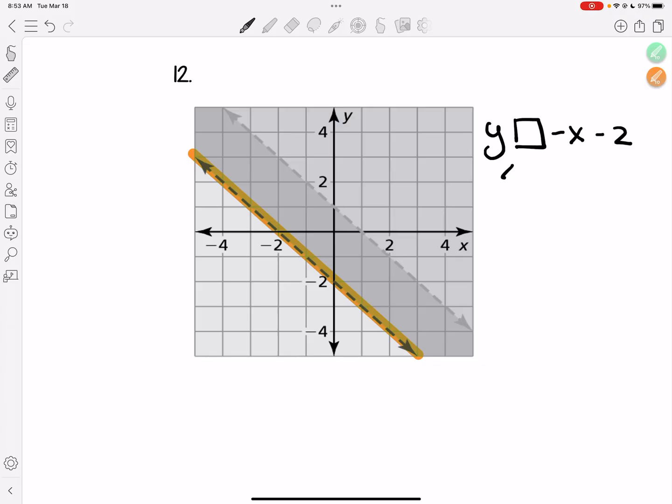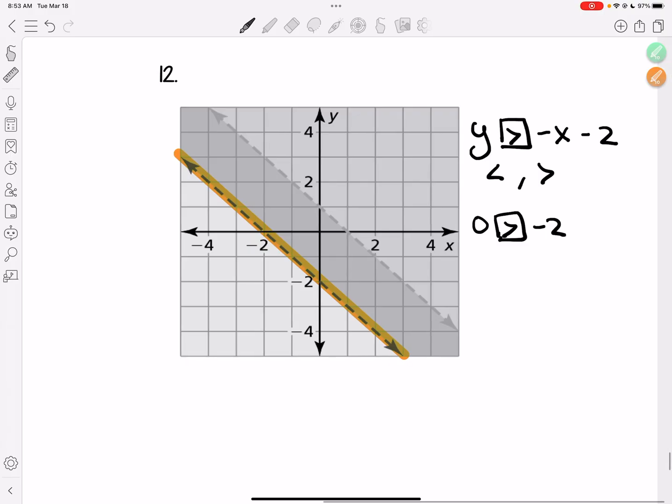My two options again are less than or greater than, and I can see that it's everything highlighted on this side right here, so it includes the point 0, 0. So if I try 0, 0, I get 0, box, and then 0 minus -2 is just -2, which means 0 is greater than -2, so that's what I put in my box up above.